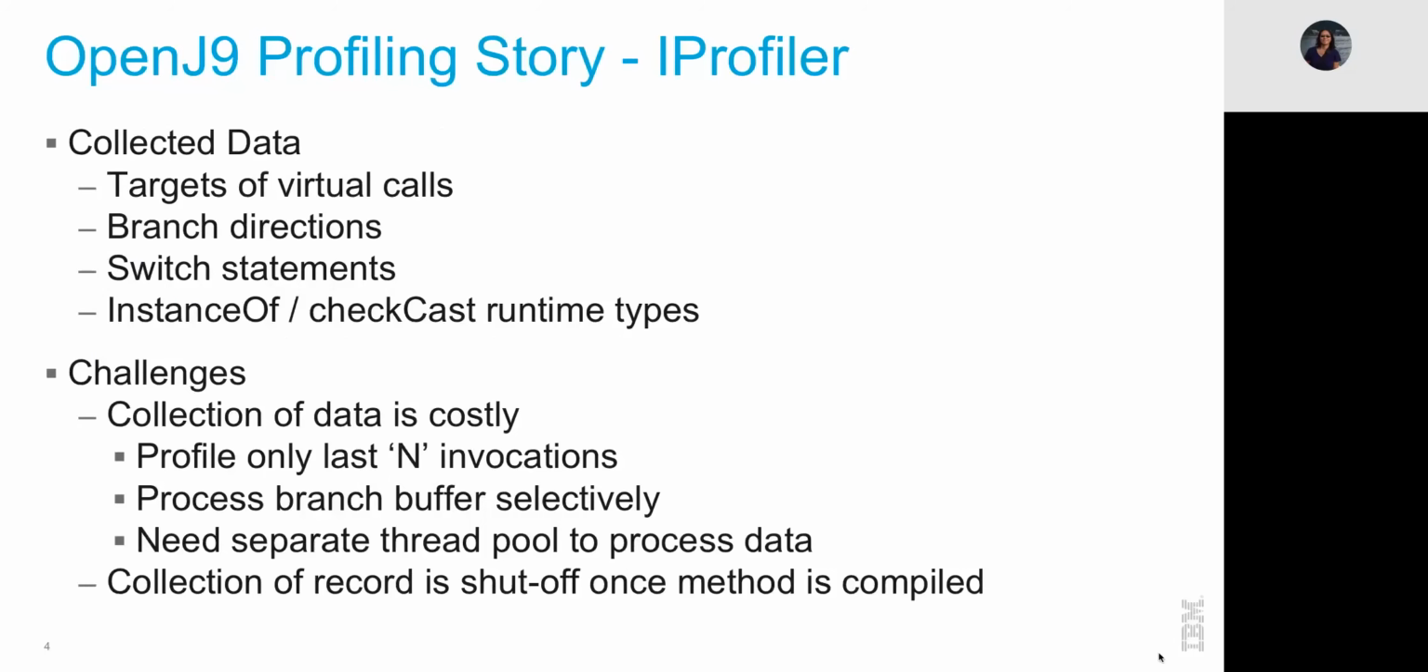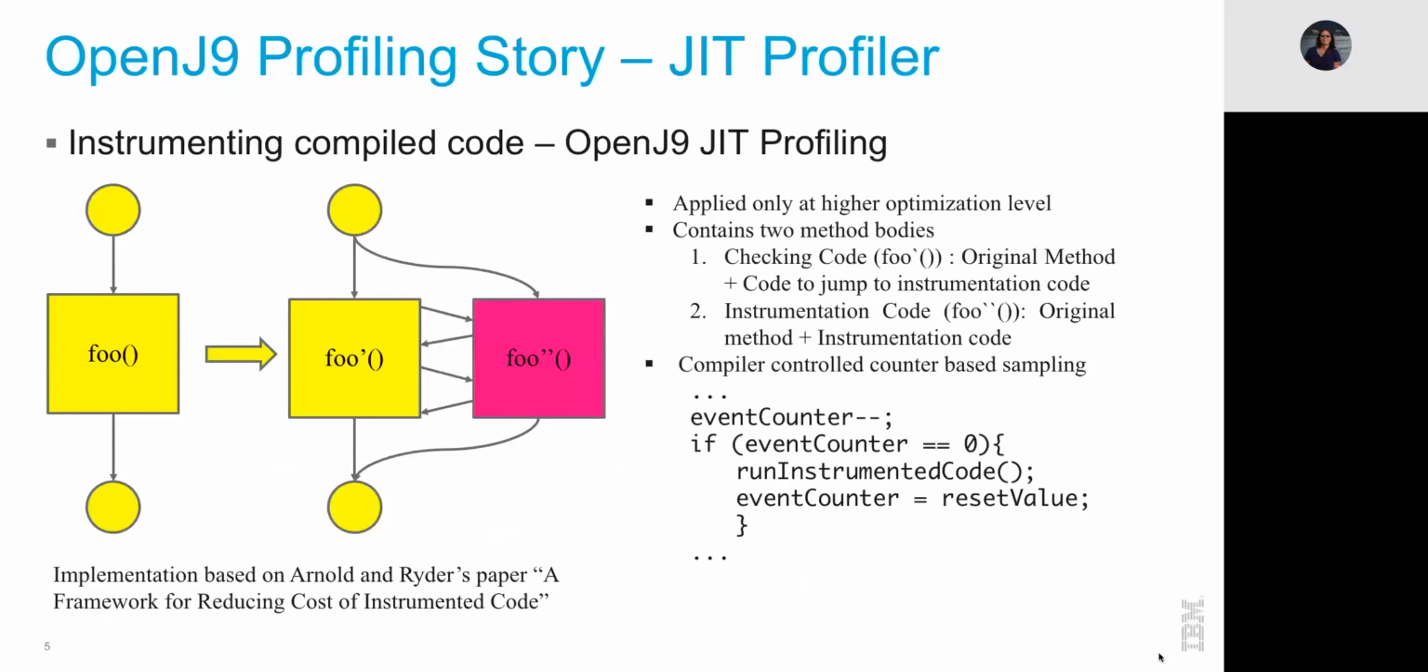And one of the main challenges with the IProfiler is that the collection of records is shut off once the method is compiled to native code. But OpenJ9 can also add instrumentation in compiled code that is called JProfiler. It can make an exception for very frequently executed methods. Usually a method that consumes a significant amount of application running time can be chosen by the JIT compiler to undergo a special compilation phase that is called profiling compilation.